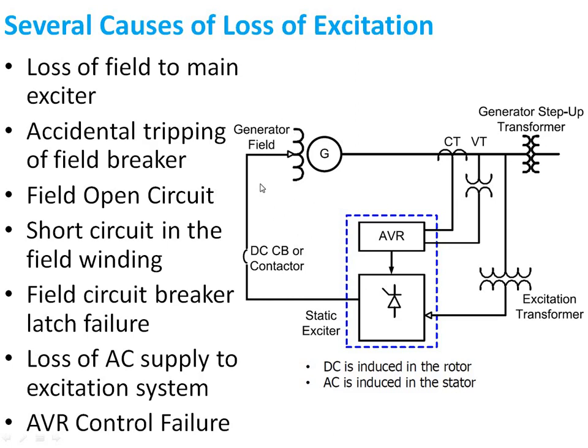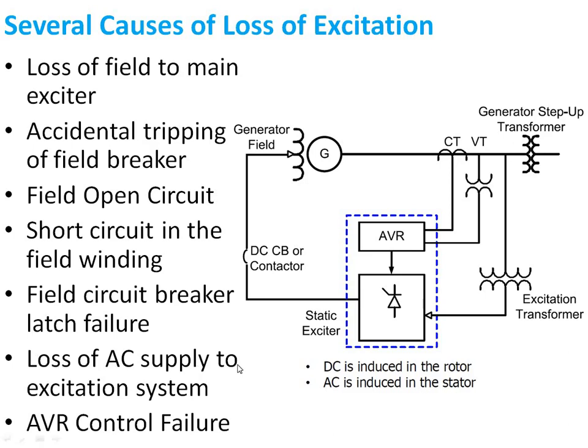Okay. So the second one is field open circuit. There is an open in the field winding, or there is an open in the cables which are connected to the field winding. Because of this, there is no current through the field winding, so there is no excitation for the generator. Short circuit in the field winding: a number of turns get short circuited, which will result in high current in the field winding.